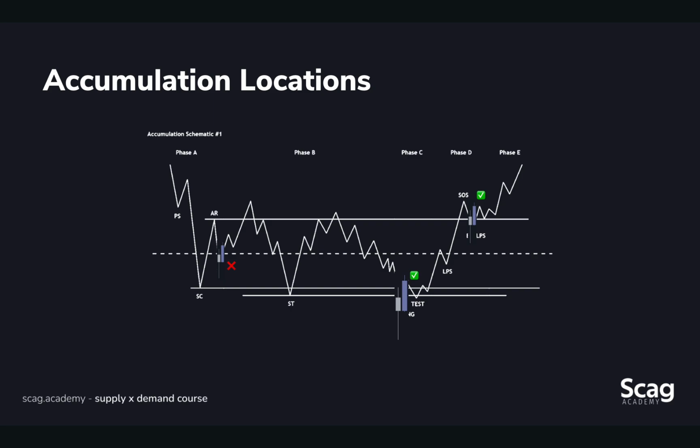Let's just take a look at what this would look like on a schematic. There are some schematics here. So the accumulation schematic, again, location is very important. You can see we have one here at phase A, right after the automatic rally. This is not an ideal location for this type of play. We're not looking for smart money to step in this early into the schematic, so playing that level is not going to be wise.